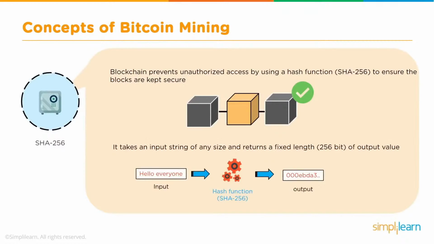Now, SHA-256 takes an input string of any size and returns a fixed-length 256-bit output value, and that is the primary feature of the SHA-256 algorithm. You give it any input, it will always give you a 256-bit output, and it is a one-way function. You cannot derive the input in reverse from the output that has been generated.